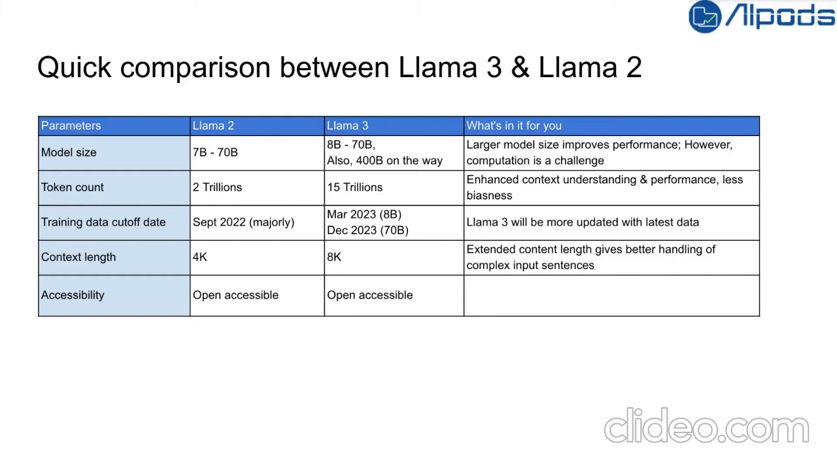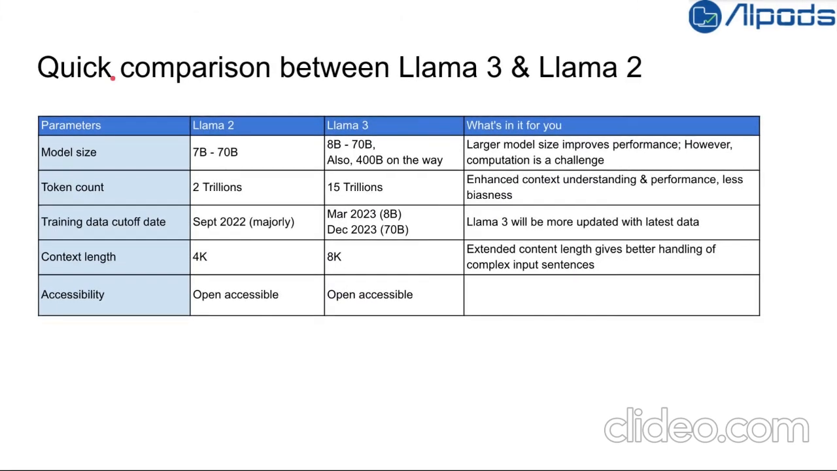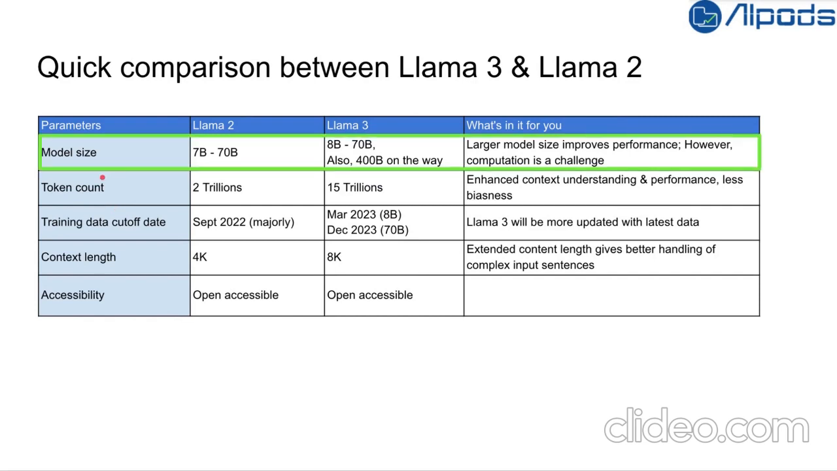All right. So I have built this comparison table between Llama 3 and its predecessor Llama 2 and have mentioned various parameters in which these models differ or have some similarity. Now let's talk about the model size first. Llama 2 had a model size ranging from 7 to 70 billion. But Llama 3 takes it up a notch with a range of 8 to 70 billion. Plus, there is even more in store, with a 400 billion model on the way.